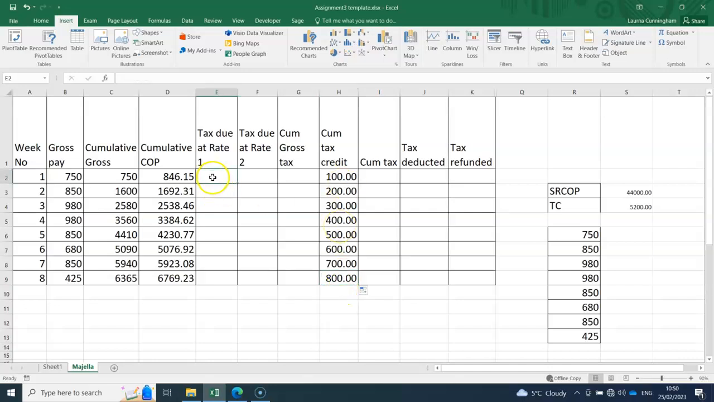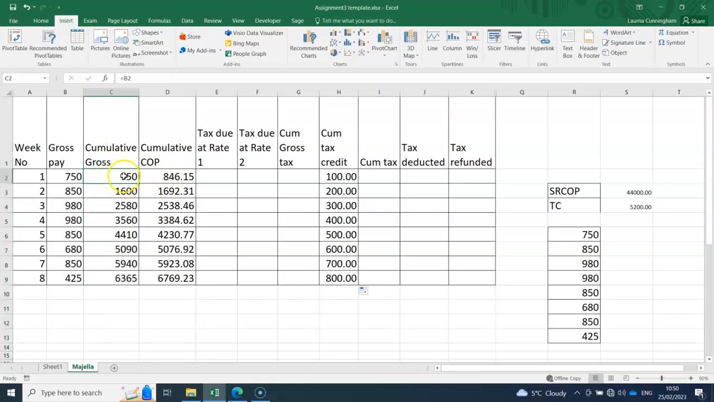So we then start calculating her tax for each week. And we're just going to say, okay, in this week, she has earned, and it's all now, because she's on cumulative, it's all with reference to this cell here. So looking at her cumulative wages each week.